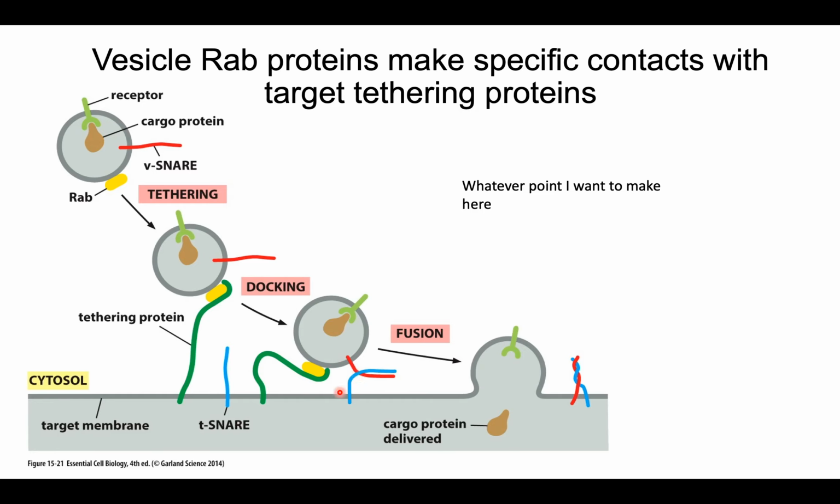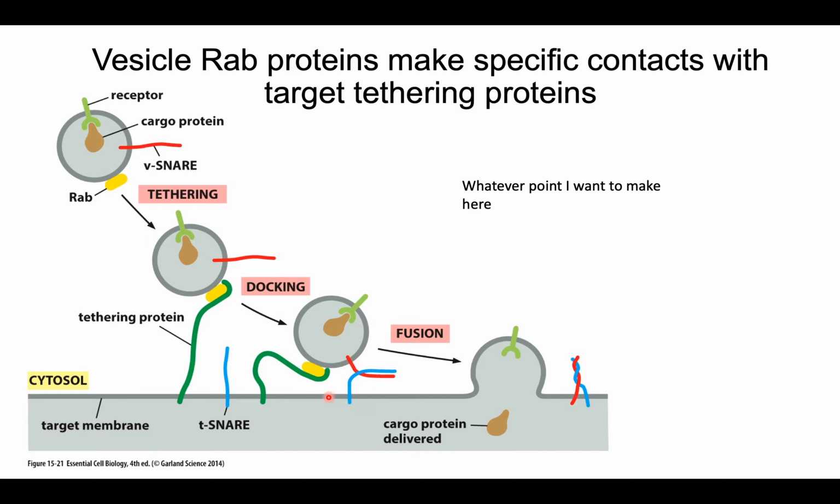So this docking step is going to be facilitated by these SNARE proteins. So our v-SNARE is this red squiggle right here. V stands for vesicle. The SNARE protein is going to interact with a t-SNARE, named for the target. So our t-SNARE is going to recognize our v-SNARE for vesicle, and it's able to bring the vesicle in really close to the membrane.